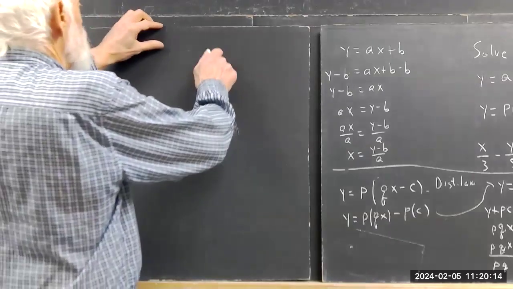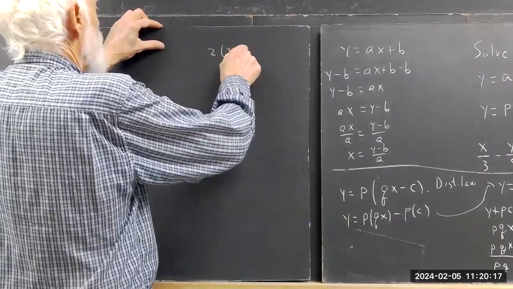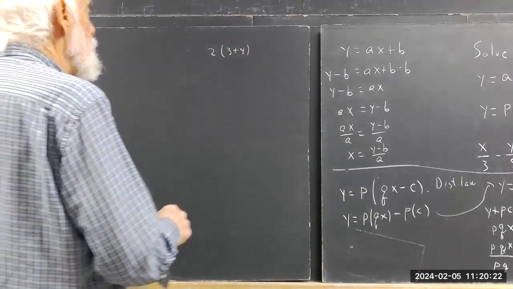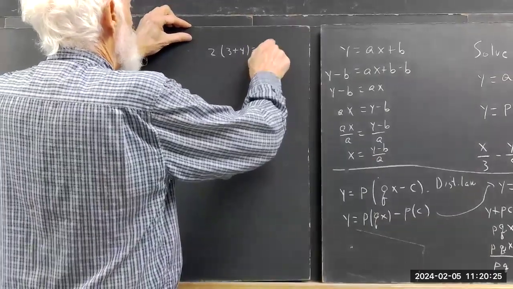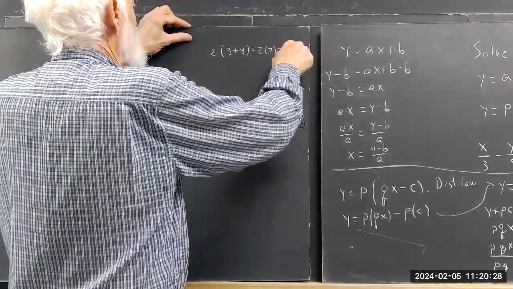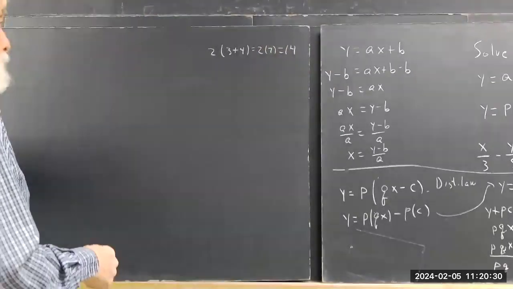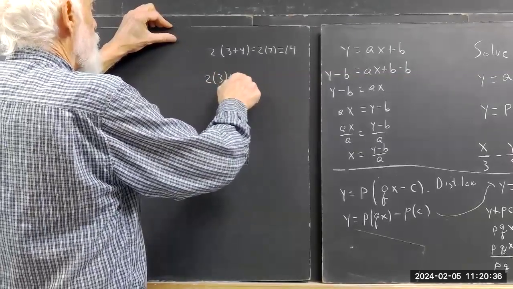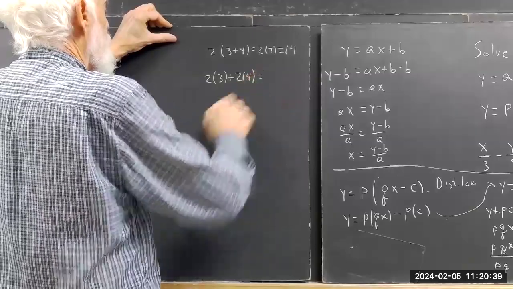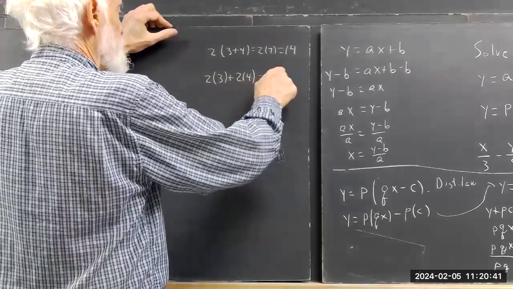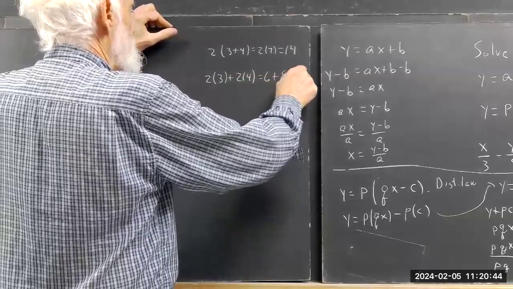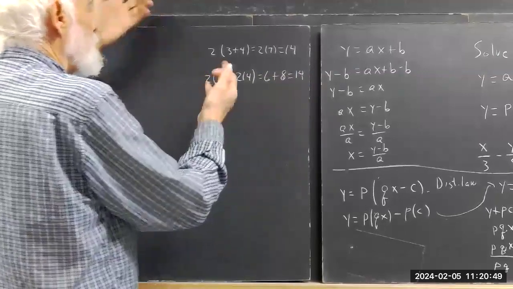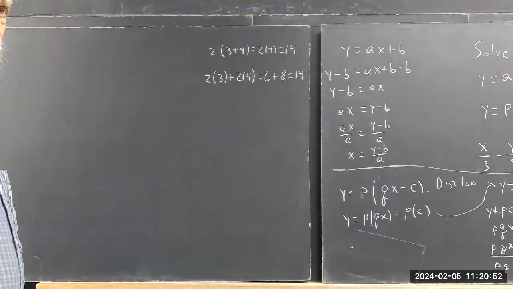We can use some numbers. What's 2 multiplied by 3 plus 4? Well, that equals 2 times 7, which is 14. And that's no problem, but that's also equal to 2 multiplied by 3 plus 2 multiplied by 4. It's 2 times 3 is 6, and 2 times 4 is 8. And that adds up to 14. Same either way. So you have to have the distributive law.